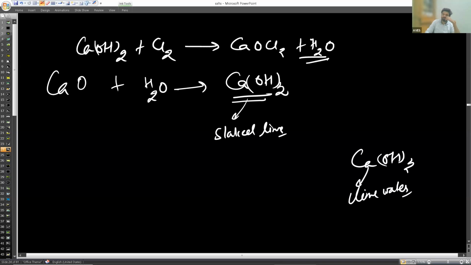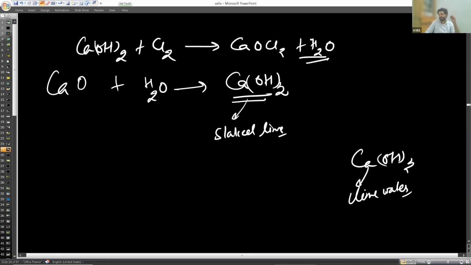Understood? This is called calcium oxychloride. So slaked lime is the same as cheese then? Yeah, you can say that. Slaked lime is like cheese.